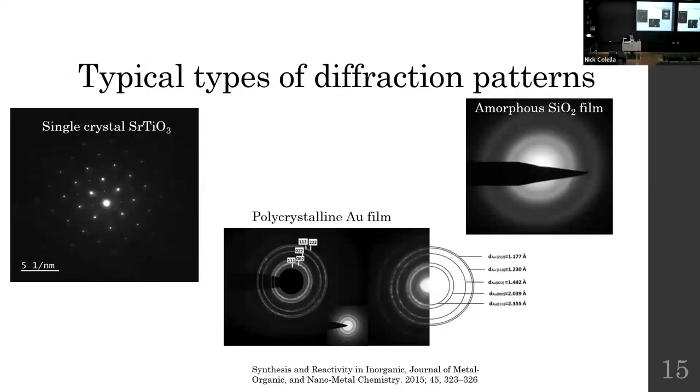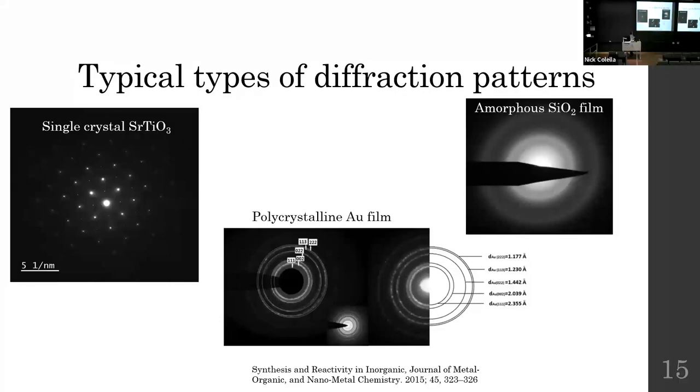Here are some examples of what diffraction patterns look like. The easiest one to understand is probably this one over here on the left. This is a single crystal of a material called strontium titanate, which you can hear me talk about a lot in this talk. So what we see is a series of dots. And those dots are because of the magical angles that I explained on the previous slide. It's in two dimensions because the crystal is in two dimensions as you're looking at it. So we can measure the spacing between these dots, and then that gives us the d spacing of the reflection.